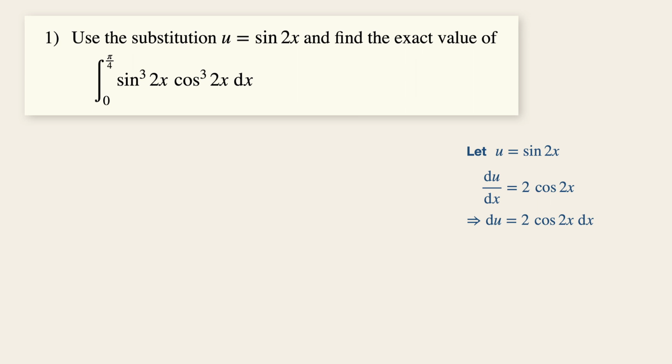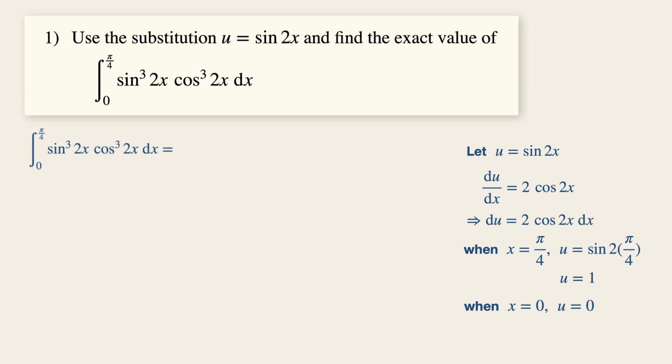Now the next thing to do is to find the upper and lower limits in terms of u. Now these limits are in terms of x, so when x is equal to pi over 4, u is equal to 1. When x is equal to 0, u is equal to 0 as well. Next, let's write the original expression over here.